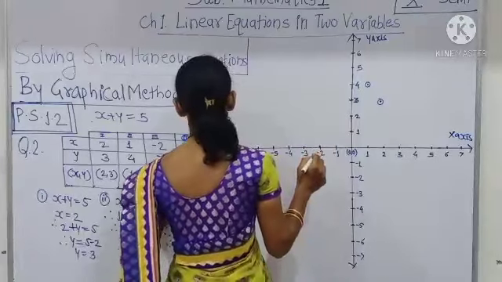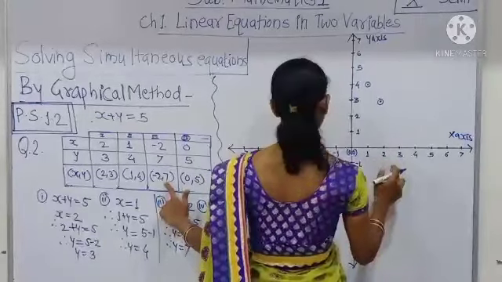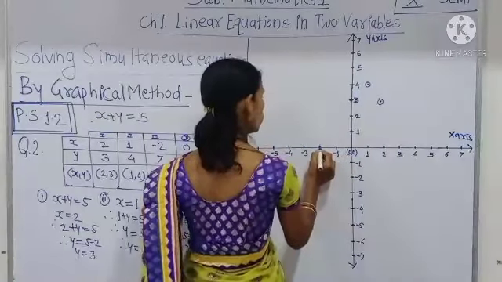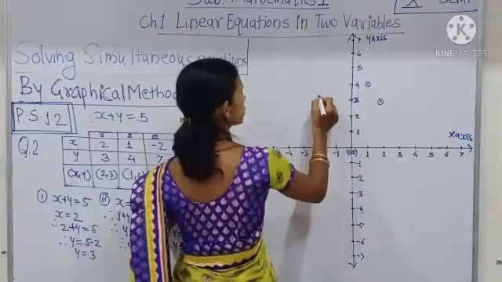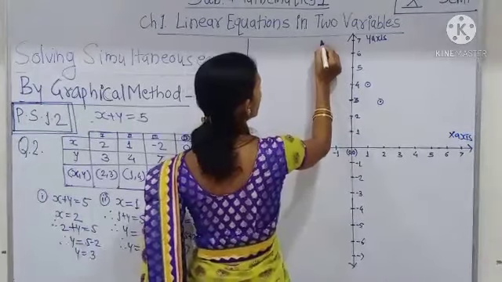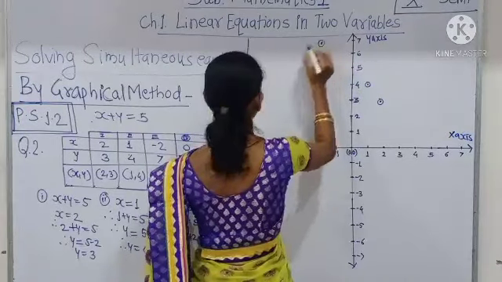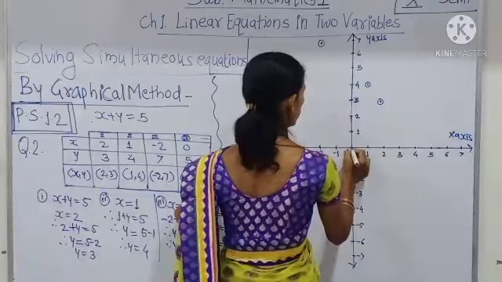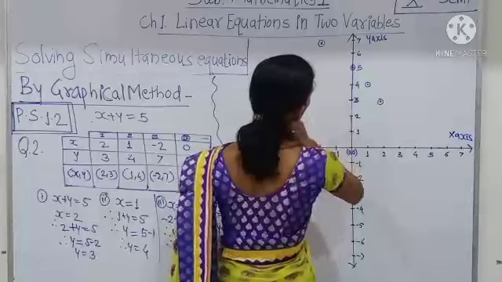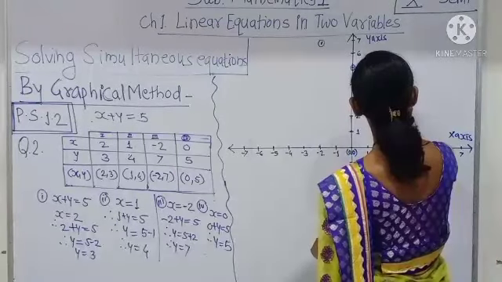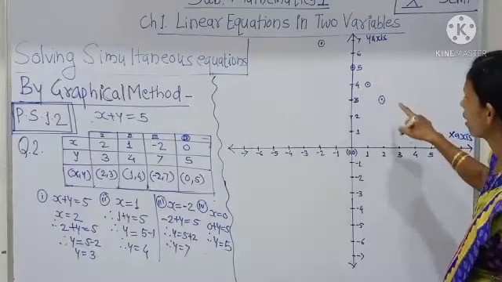Similarly, we can plot the third point on graph paper, that is minus 2, 7: minus 2 on the x-axis and 7 on the y-axis. Then the fourth one, 0, 5. See here, there are a total of 4 points plotted on the graph.